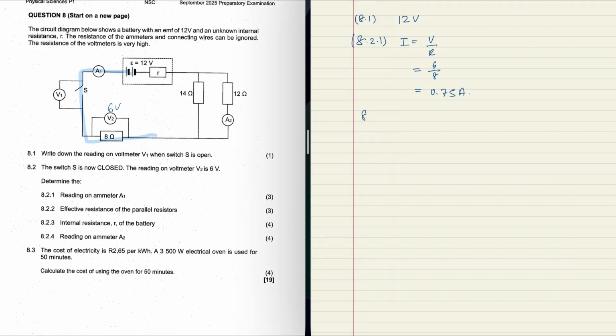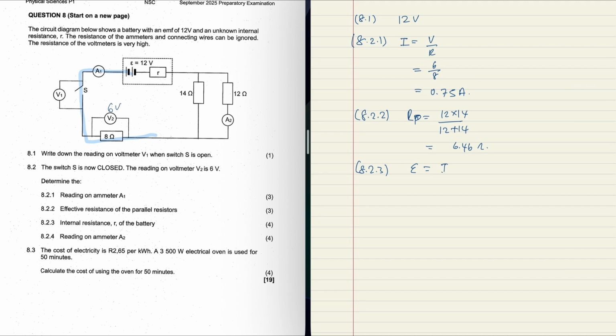Question 8.2.2, calculate the effective resistance of the parallel resistors. R parallel is going to equal product over sum, so 12 times 14 divided by 12 plus 14, and that's going to give us 6.46 ohms.